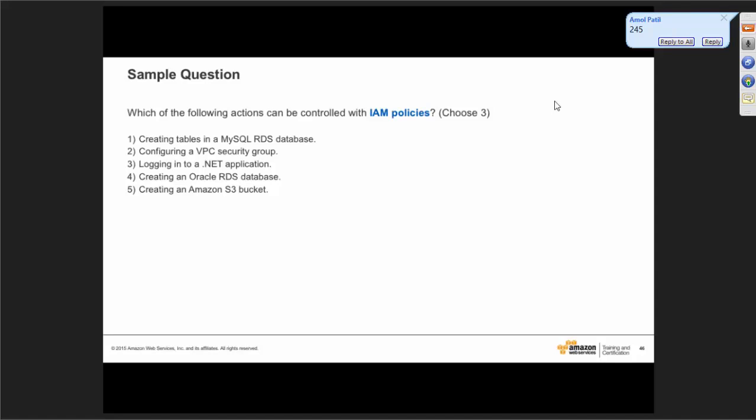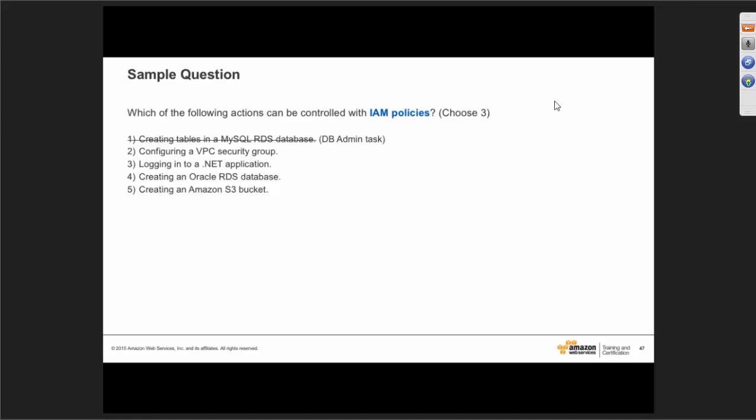So here's the first one: creating tables in the RDS database. So creating tables is a database level action. Once you have access to the database, you can create tables however you want. That can't be restricted by IAM, because that's not an AWS API call. That's a database specific call. So you would be doing that through SQL Workbench or what have you. So that's a database administration kind of action.